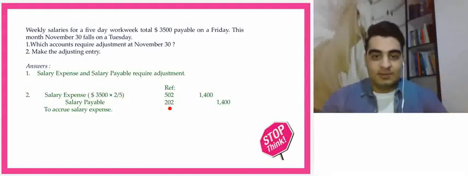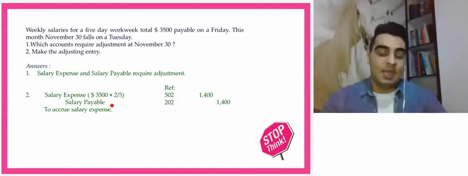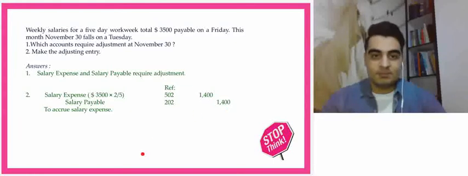And these are the references. And so the salary expense will be debited for this amount because it's an expense and it increases. And our salary payable will be credited for this amount because it's a liability and it increases.